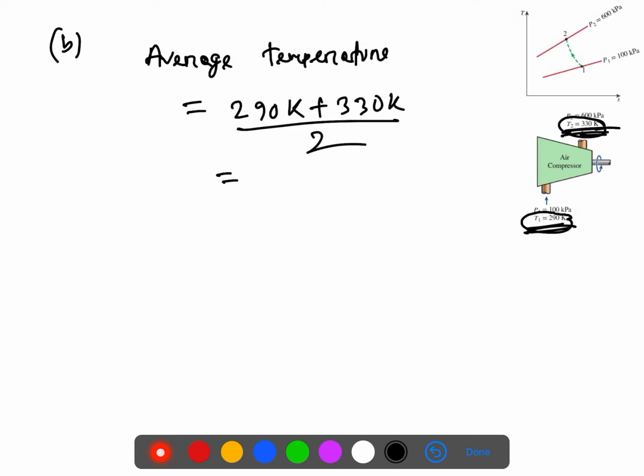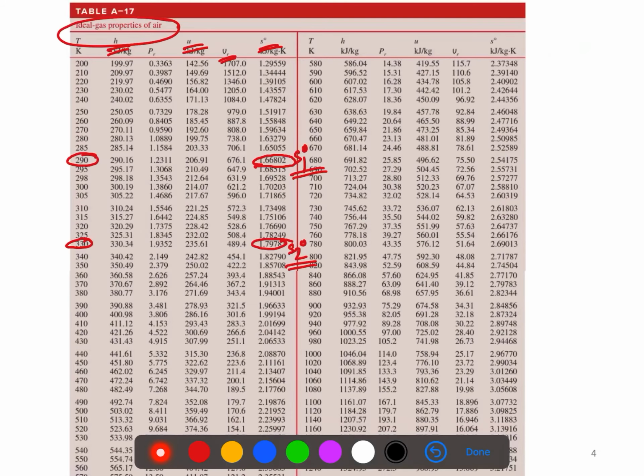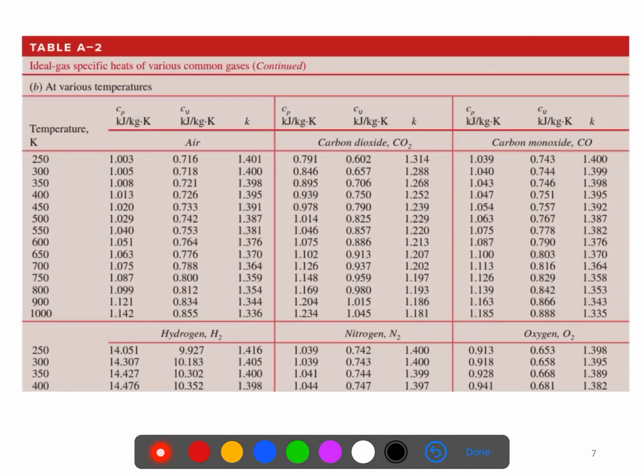So it will be 310 Kelvin. So for 310 Kelvin, now we need to use the specific heats, the average specific heats. So when we get this, look guys, we need to use actually the table A2. You see the table A2, what it is? It is the ideal gas specific heats for common gases.